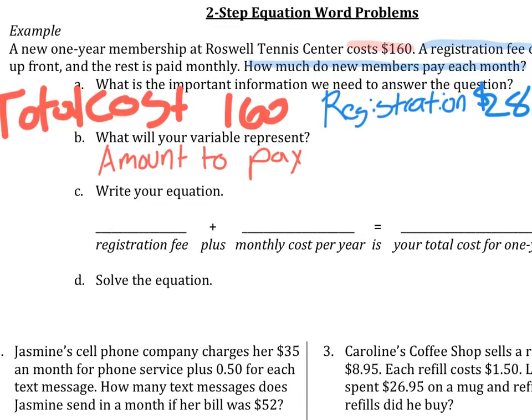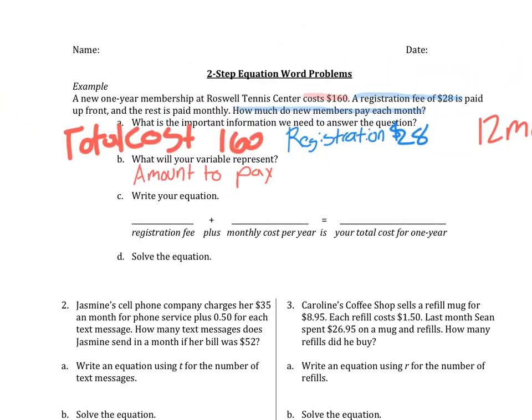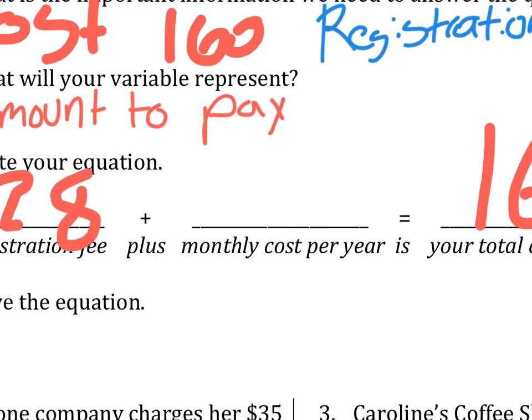All right, so now we're going to start forming our equation. This is the important part. Right off the bat, they told us that our total is going to be $160. We know our registration fee only happens one time, so there's no variable with that. We pay that $28. Our registration fee happens one time. And now we need to look at our monthly cost. We already know that there are going to be 12 months in a year, right? So 12 months. And our question is, we want to know how much we pay every month.